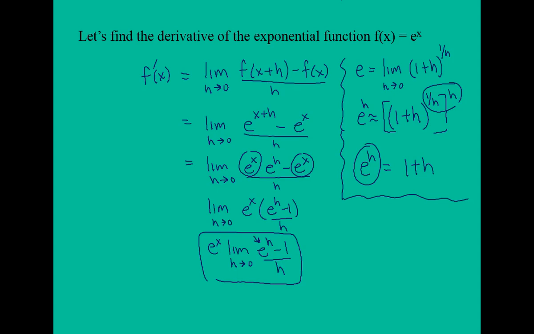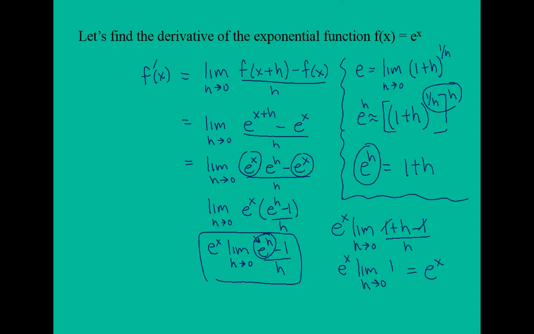So we would have e to the x times the limit as h approaches 0. Now, e to the h we're going to replace with 1 plus h. That replaces our e to the h. And we still have minus 1 all over h. So we would have e to the x. Now here the ones cancel, and we can see h divided by h is just 1. So we'd have the limit of 1 as h goes to 0. And we know the limit of 1 as h goes to 0 is just 1. So we get e to the x.